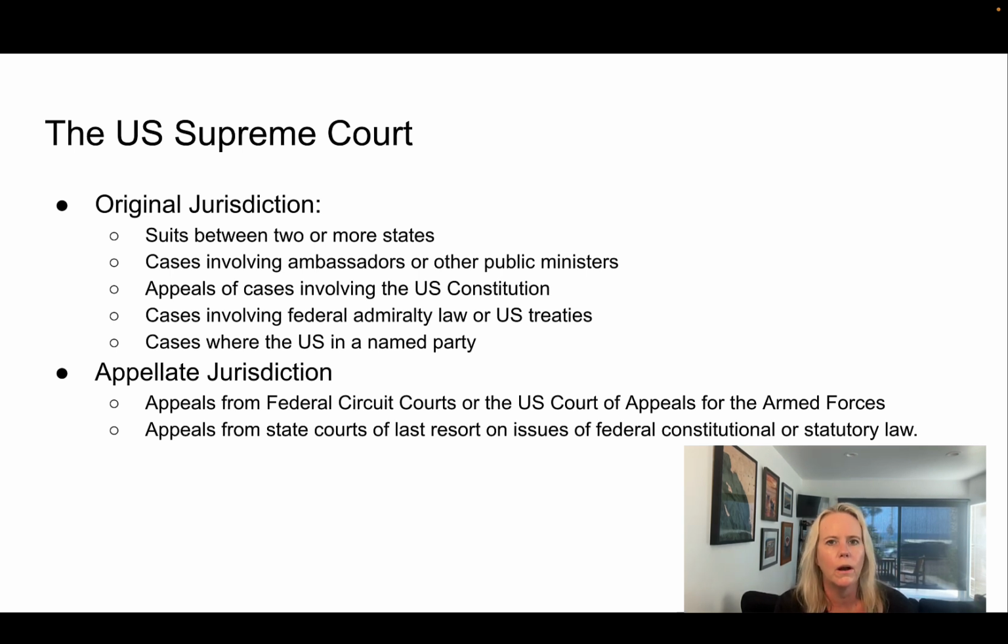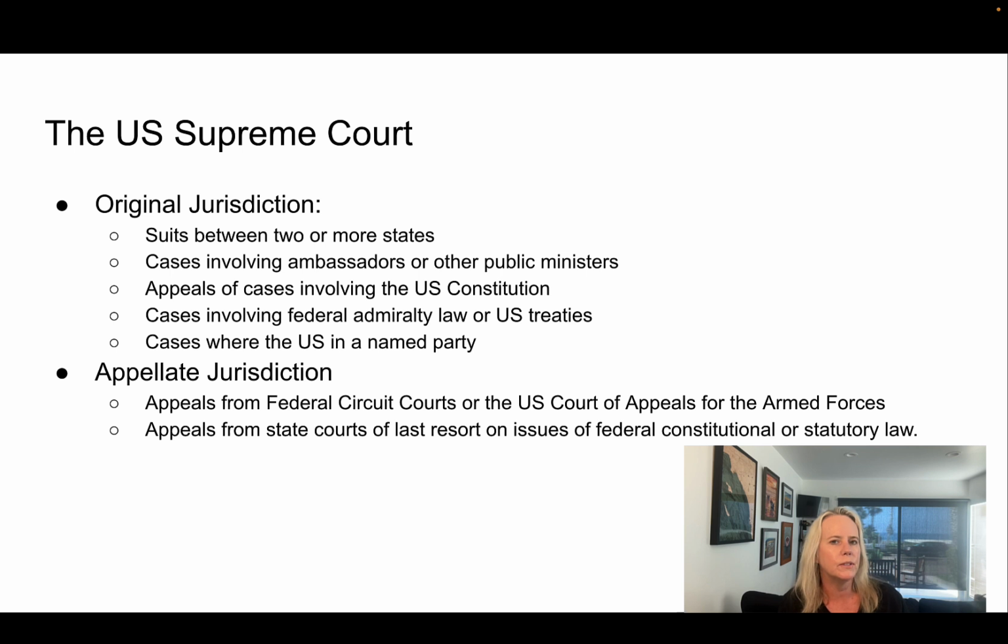So the Supreme Court also has its own special jurisdiction. The Supreme Court has original jurisdiction with suits between 2 or more states. So one state is suing another state. It doesn't make sense to do it in federal court. It makes sense to do it in the Supreme Court. Also cases involving ambassadors or other public ministers, appeals of cases involving the U.S. Constitution, cases involving federal admiralty law or U.S. treaties, and cases where the United States is a named party. So someone is suing the United States government or the United States government is suing someone else. Those cases are typically heard at the Supreme Court level.